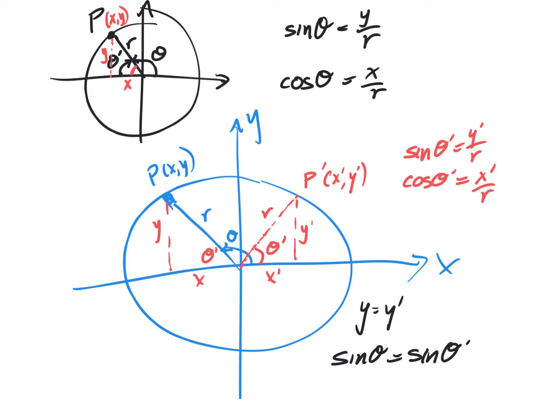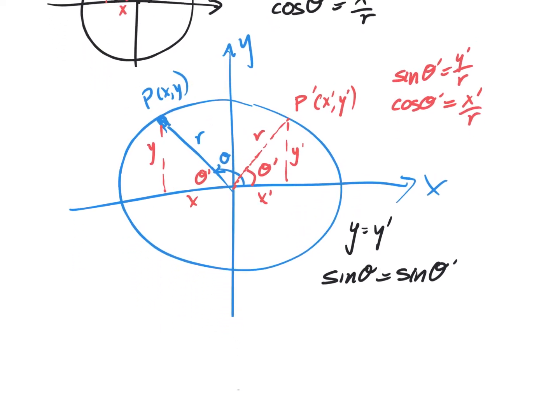And in a similar fashion, we have that x and x prime are actually going to be opposites. So we have that x equals negative x prime. One is going in the positive direction, one's negative. And so we get that cosine of theta equals negative of cosine of theta prime.